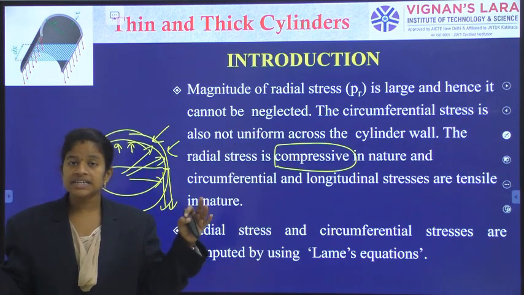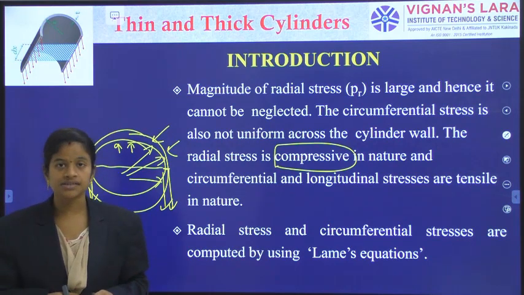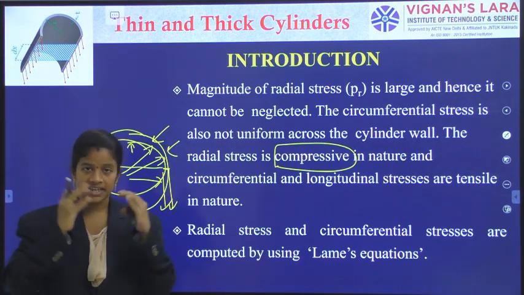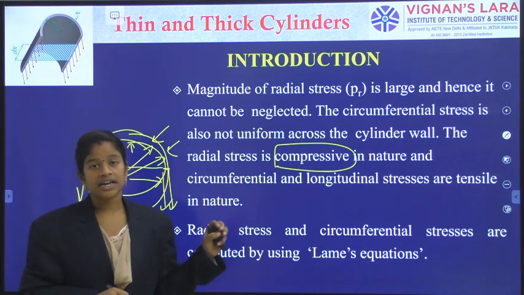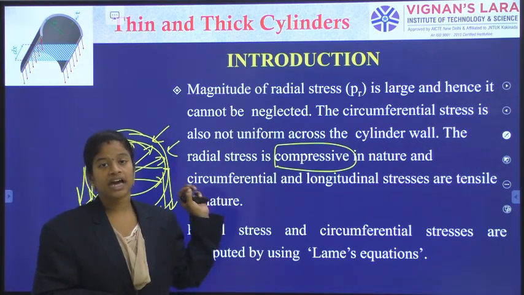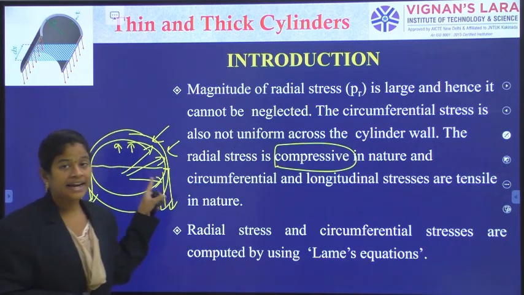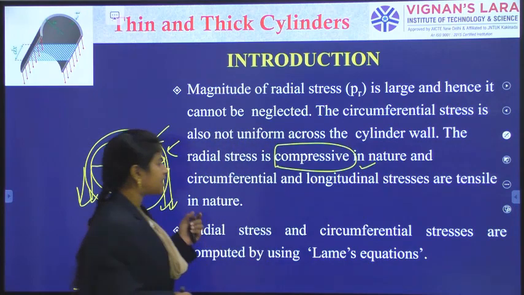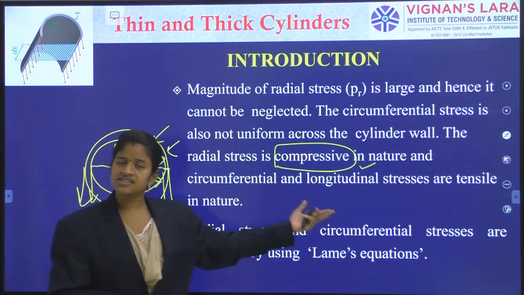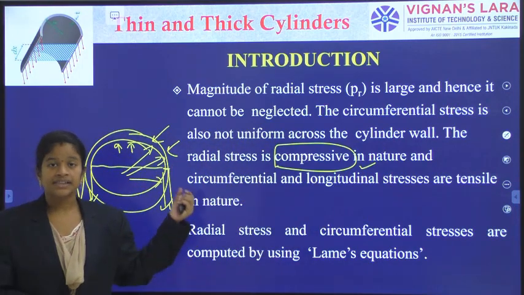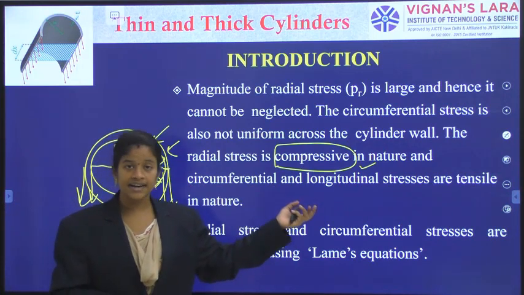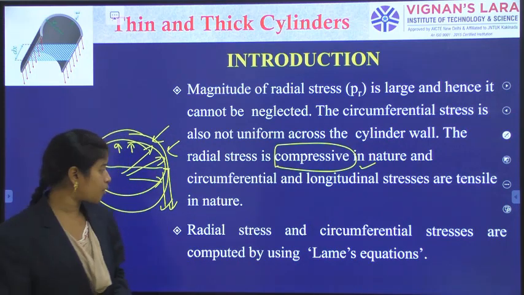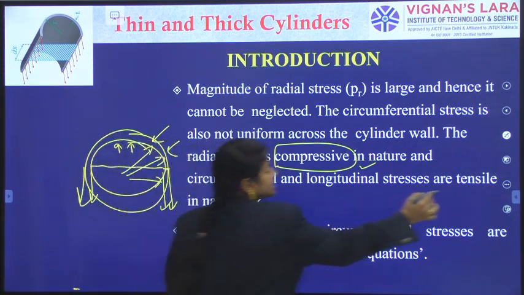Only the diameter is increased because of the circumferential stresses. Due to the radial pressures, the metal thickness or the corresponding dimensions may reduce. That's why the radial pressure is compressive in nature. And the next thing, the circumferential and longitudinal stresses are always tensile in nature. The circumferential stress causes an increase in the diameter, and the longitudinal stress causes an increase in the length of the body. So these are tensile in nature.